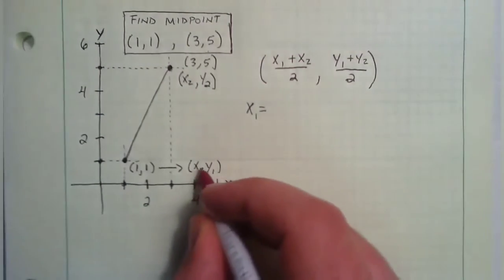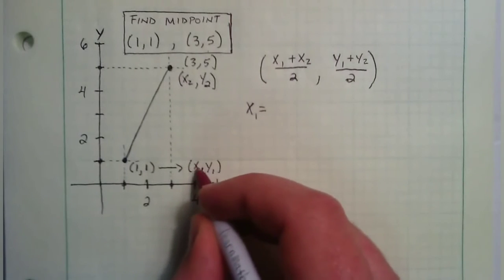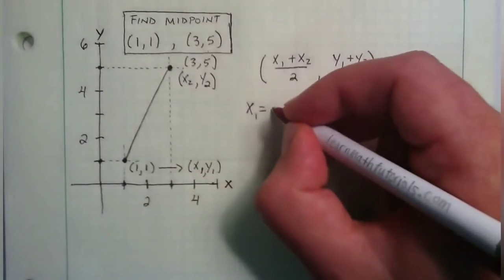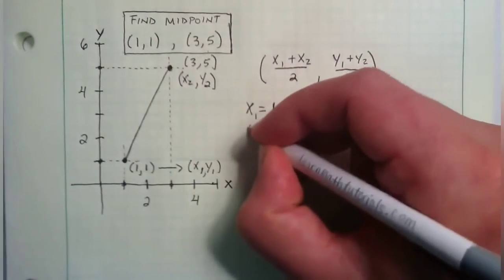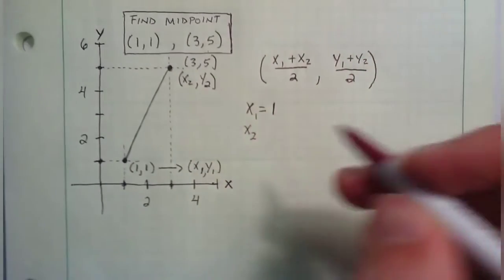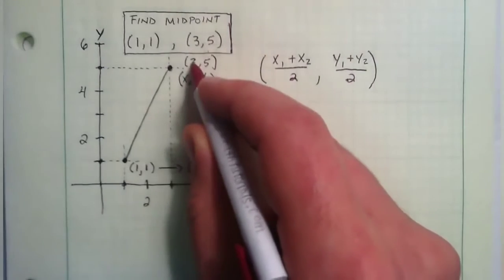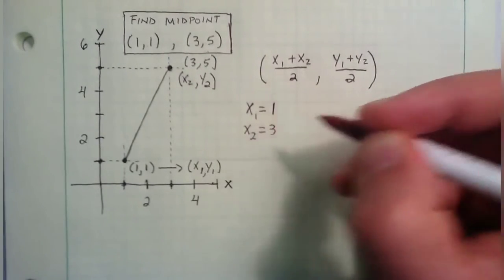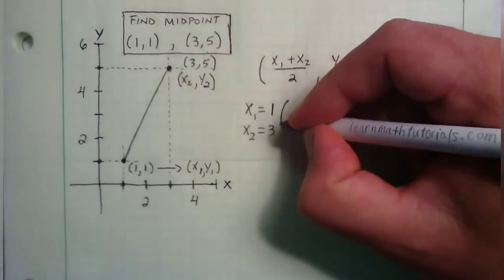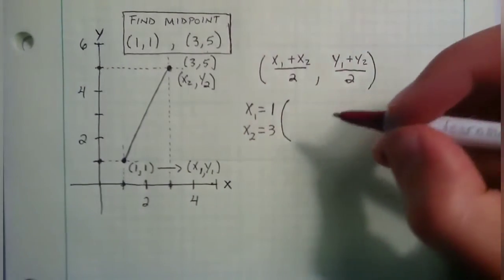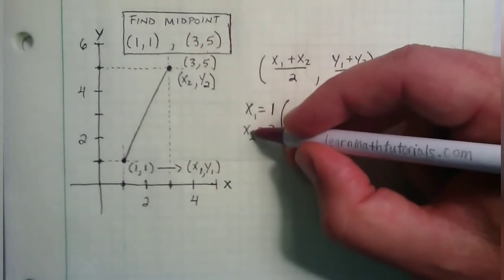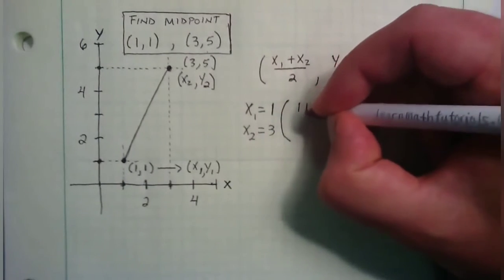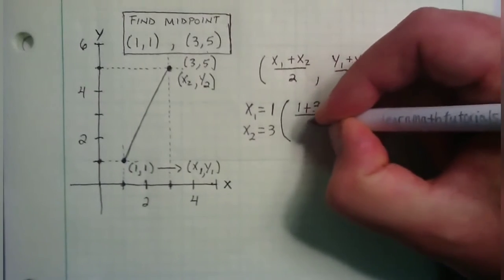Now x1 is the left-hand side, or the x component, so it refers to the left-hand side or the x component of this point, which is a 1. And x2 refers to the x component or the left-hand side of this point, so that gives us the 3. So now we can build the x component of our midpoint. x1 plus x2 is simply just 1 plus 3. And then that's divided by the 2.